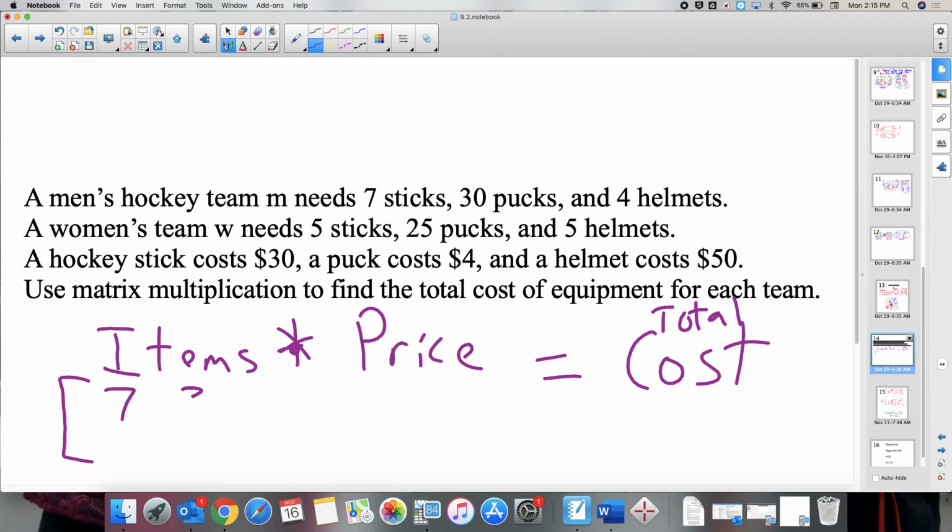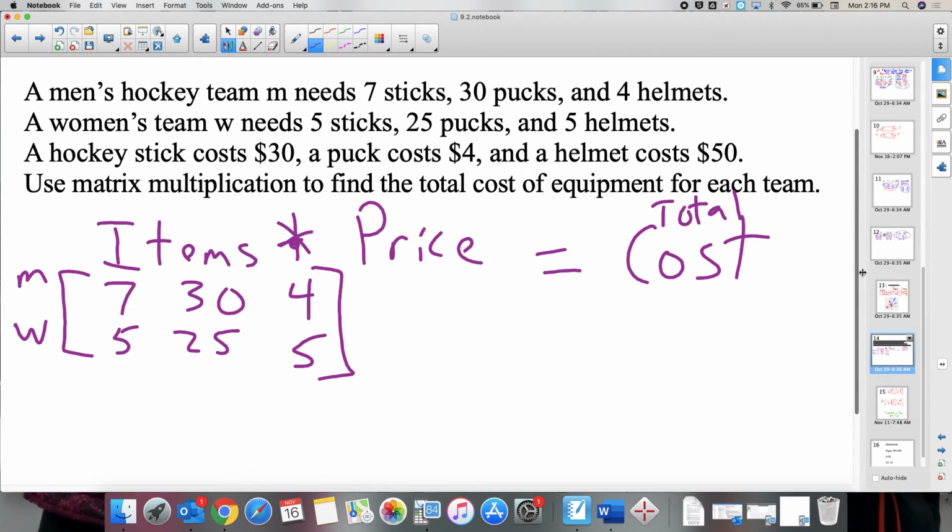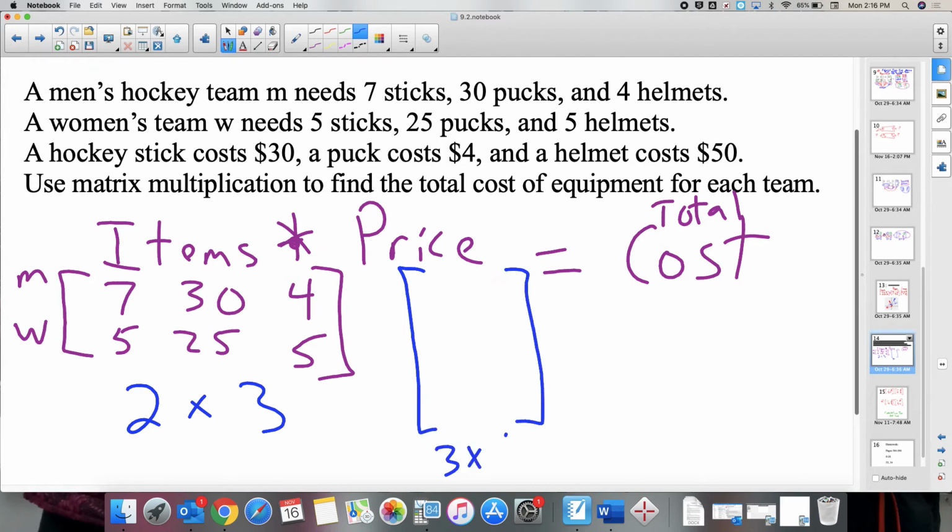7 sticks, 30 pucks, 4 helmets. That was for the men's team on top. I'll put the women's team on the bottom then. 5 sticks, 25 pucks, and 5 helmets. Right now we have a 2 by 3 matrix. That means my price matrix will have to be a 3 by something.